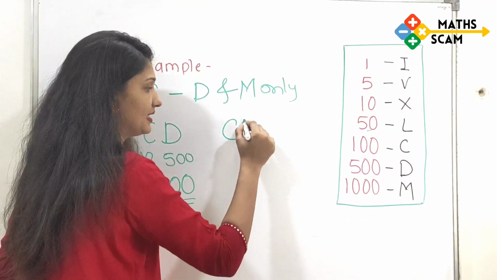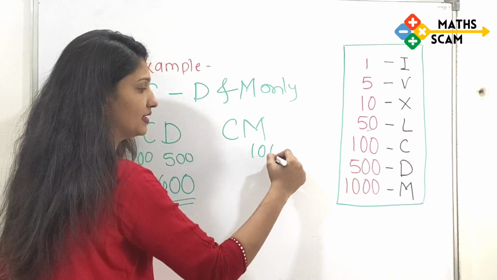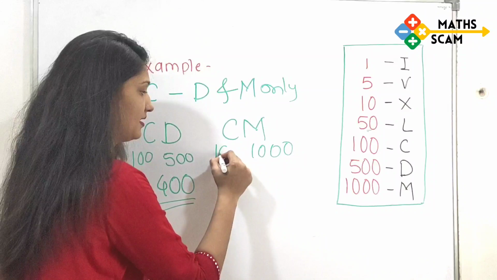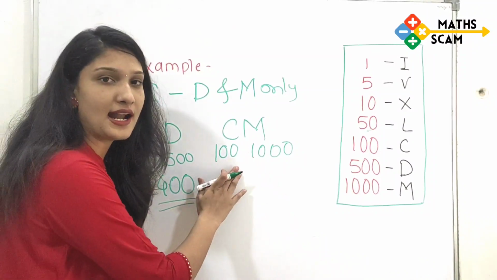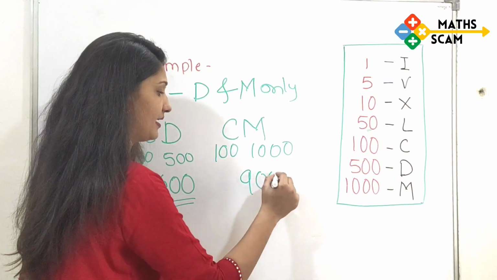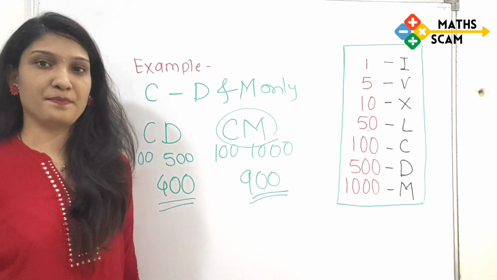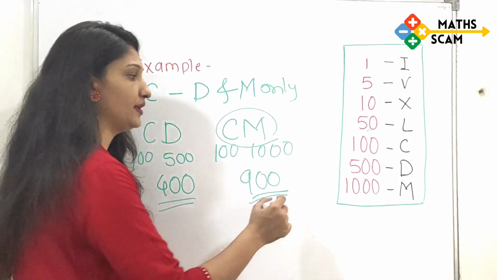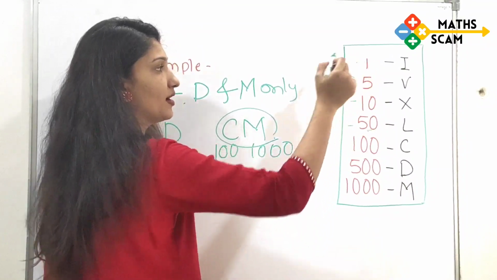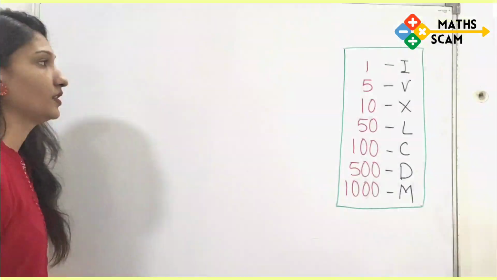Next, we can subtract C from M. M is 1000. C is 100. So can we subtract 100 from 1000? Yes. 100 from 1000, 900. So for 900 we can write CM. Okay. But we cannot subtract C from L or X or V or I. Okay. Remember that.